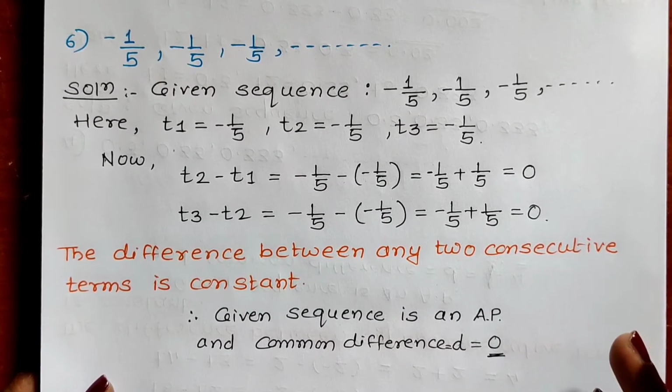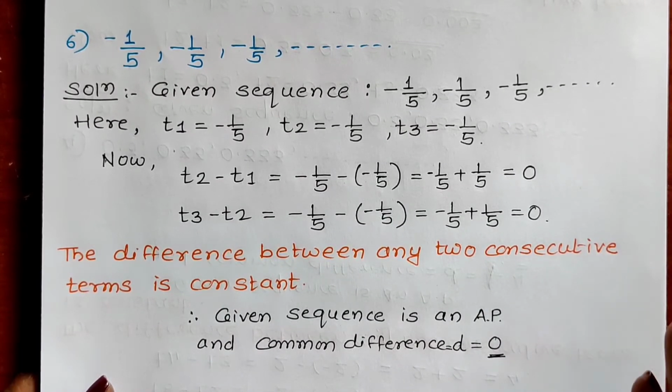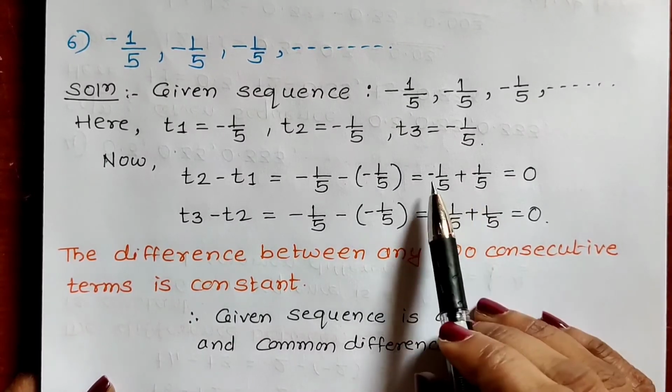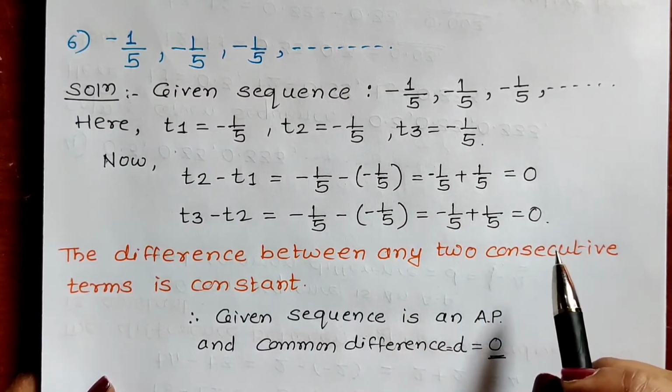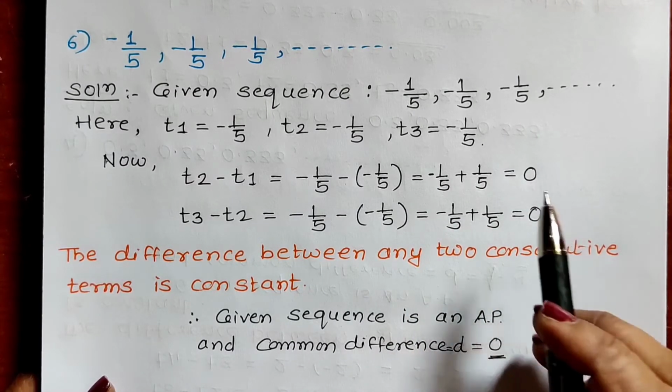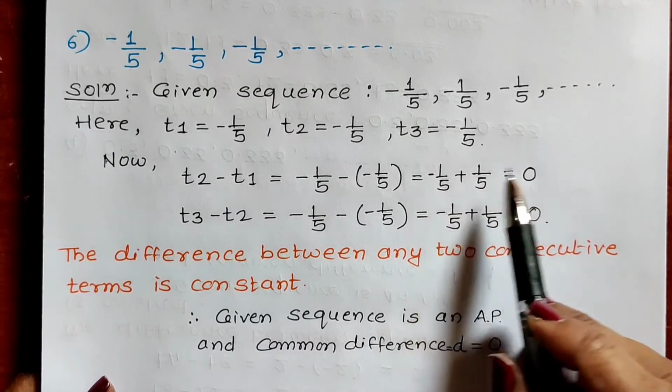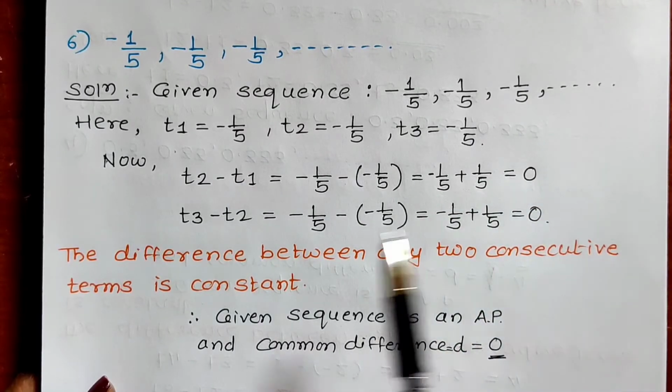Minus 5 plus 5 will be 0. Minus 10 plus 10 will be 0. Okay, so if the numbers are the same and their signs are opposite, the answer is always 0. We all know that. That means 1 upon 5 minus 1 upon 5, the answer is 0.